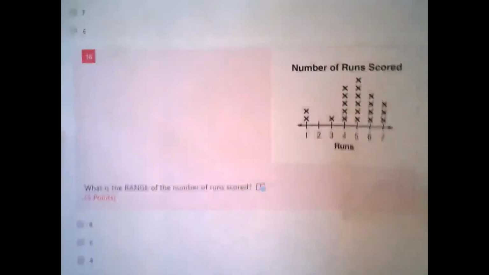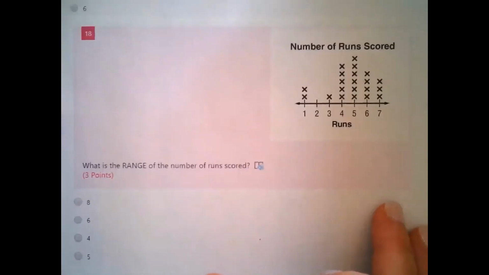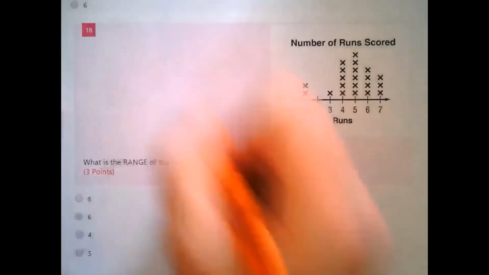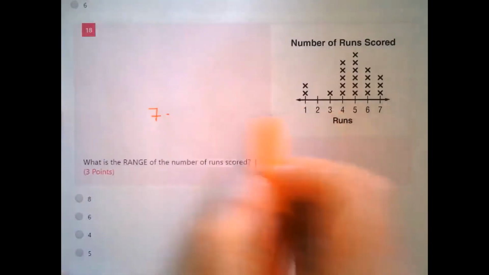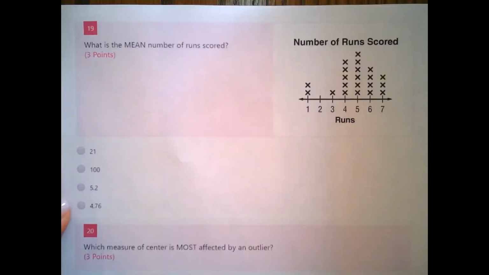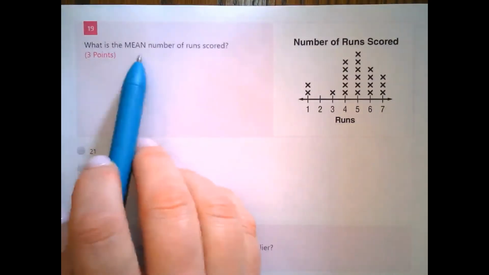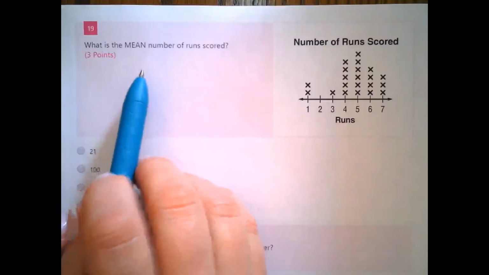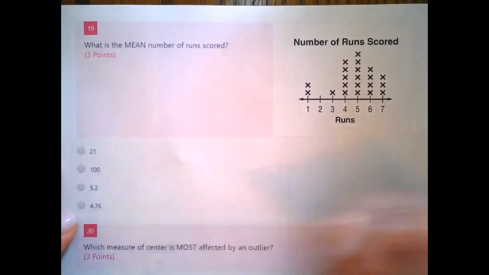What is the range? Okay, well the biggest number of runs that somebody scored was 7. And the smallest number of runs that somebody scored was 1. So our range is going to be 6. Okay. Moving on to question number 19. Now we want the mean of the run score. Now that's going to take a little bit of work, but it's not that big a deal.